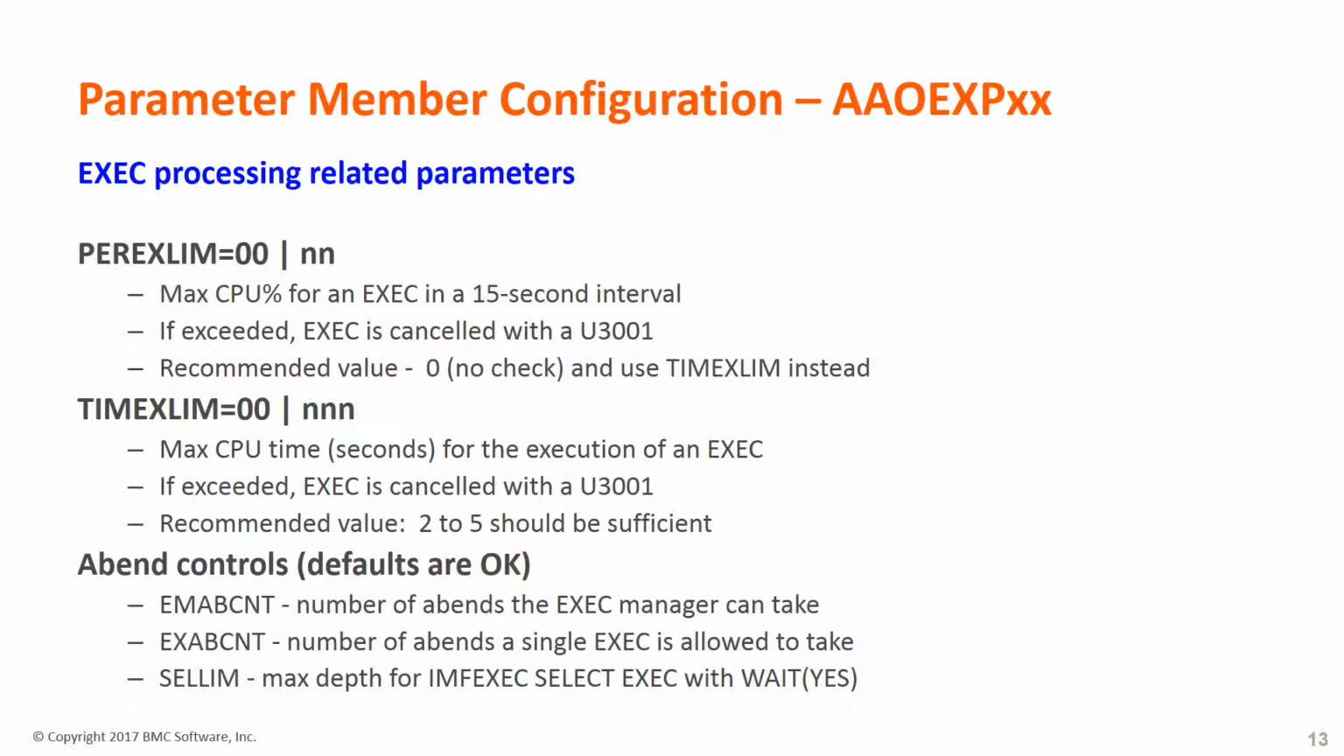Instead, we suggest that you use the time EXLIM value. And here what we're capturing is the maximum total CPU time consumed by the exec. If you exceed that value, the exec will be canceled and it'll be returned with a user 3001 abend. For this value, 5 seconds is generally okay. You need to consider how involved your execs are and how long they run to set a good value for this. We also have some values we can set for control and abends, but you can take the defaults and everything will be probably what you expect it to be.